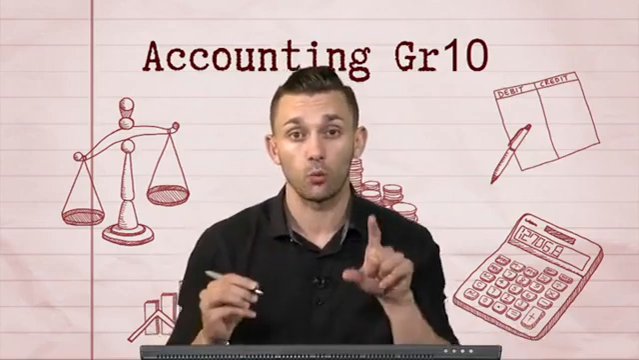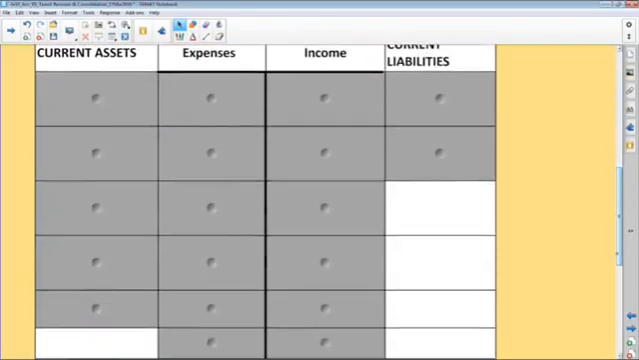Now, I would like to quickly go and see if you can understand and remember what current assets, current liabilities we have, and what income and expenses we have. So I'm going to give you 1 minute to quickly complete the rest of this table.